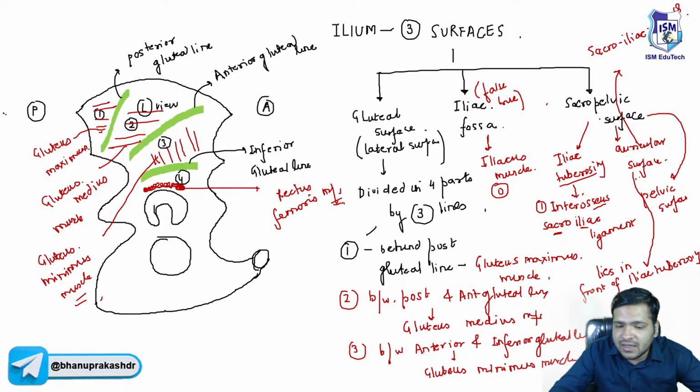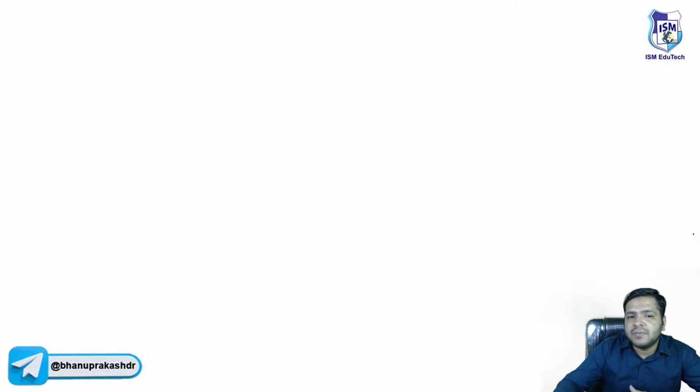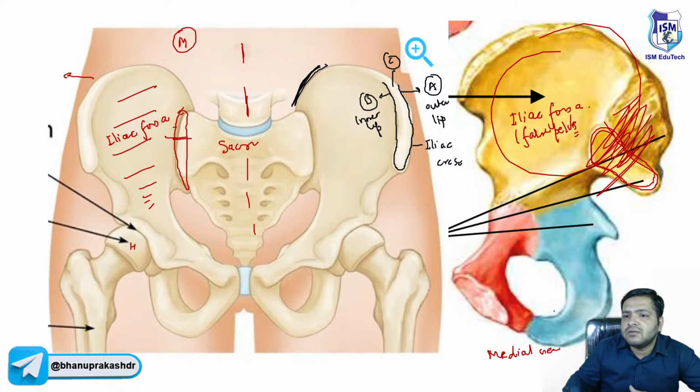So yes, the pelvic surface, beta. Remember, over here, on the pelvic surface, one muscle is attached, and that is the obturator internus muscle. In the pelvic part, remember this part I'm talking about, the obturator internus muscle is attached.